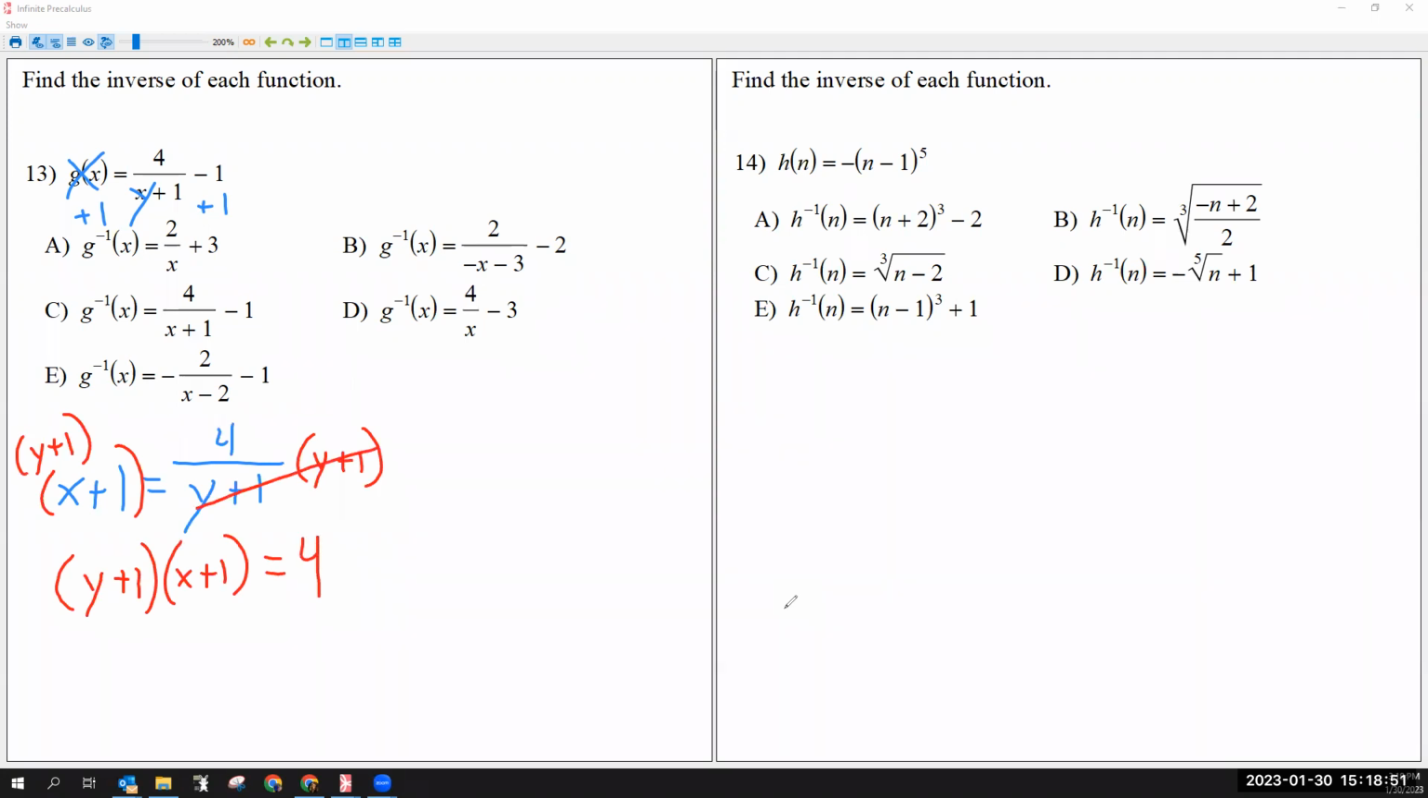I'm not distributing because I'm trying to keep y by itself. So I'm going to divide now by x plus 1. Y plus 1 equals 4 over x plus 1. Then minus 1, and that right there is what I'm looking for: 4 over x plus 1, minus 1.